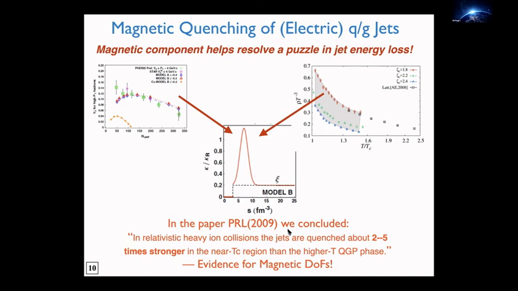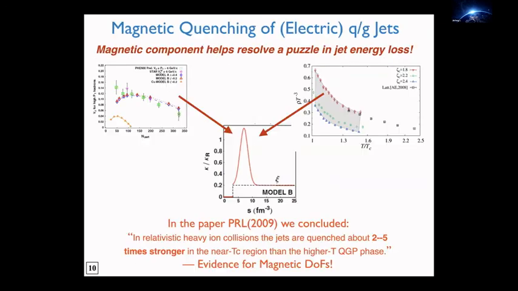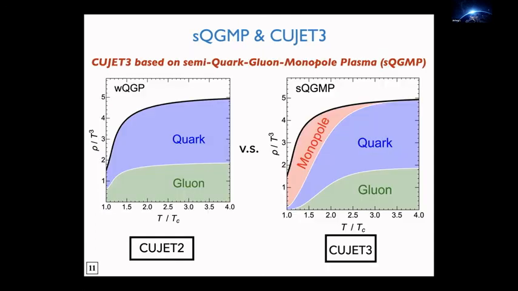But that paper was relatively simple or primitive in terms of phenomenology, because many of the things were not available yet at that time. And so more recently, starting in 2014, we tried to combine the idea from the magnetic scenario with a more sophisticated modeling framework like the CUJET.